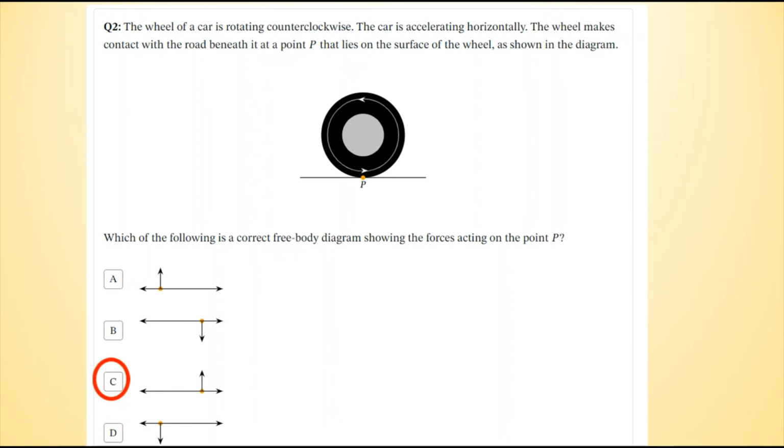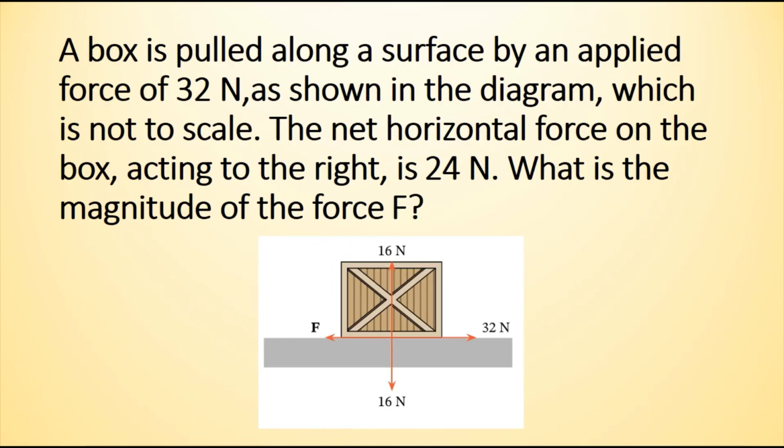Good job. Okay, so here a box is pulled along a surface by an applied force of 32 Newton, and the horizontal net force on the box is 24 Newton. What is the magnitude of force F? You can see here 16 Newton up, 16 Newton down, and 32 Newton to the right. So how much is force F if the net force is 24 Newton?